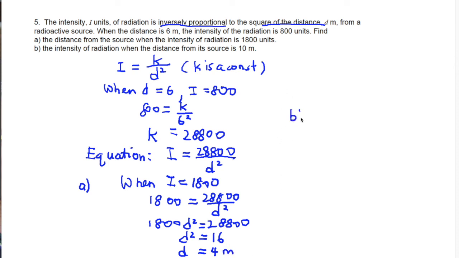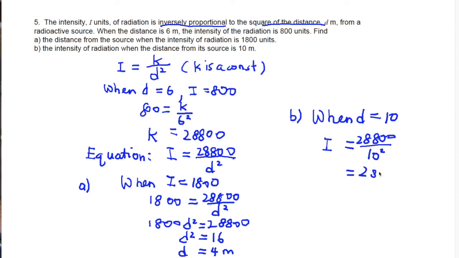In the second part, we are given that when the distance is 10 meters, find the radiation. I will be equal to, use the equation, 28800 over d square, which is 10 square here, and that gives us 288 units. Finish off the sum with a statement.